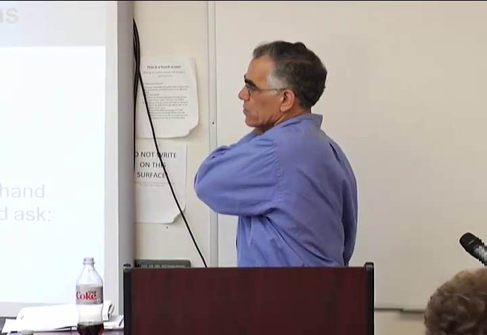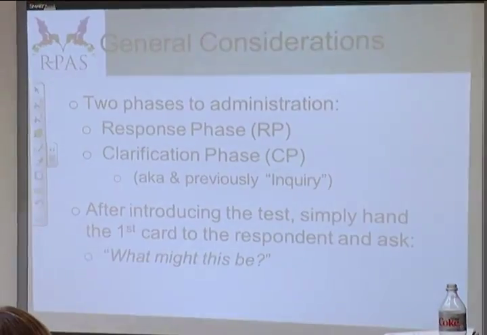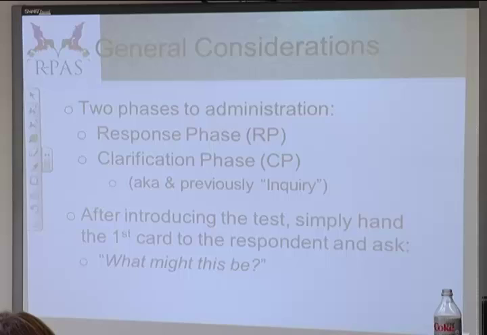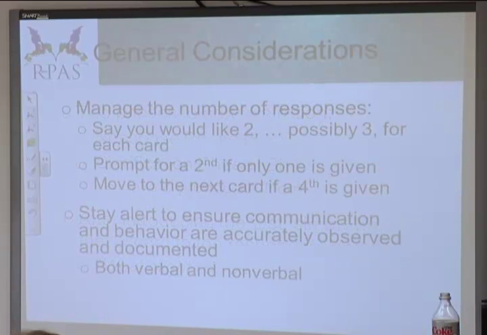As you know, before there's two phases, response phase and clarification phase. And after introducing the test, it's a very simple, non-directive instruction. What might this be? We've talked about that already. We'd say we'd like 2, possibly 3 for each card. And we already discussed prompting for 2 and pulling for 4. We got that down pretty well.